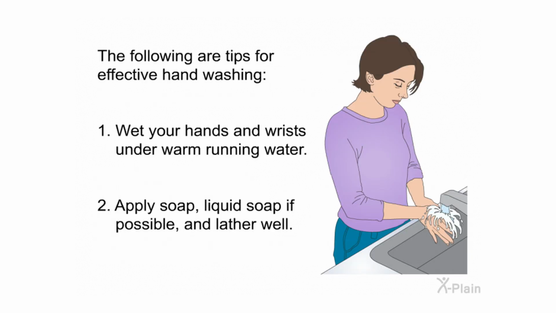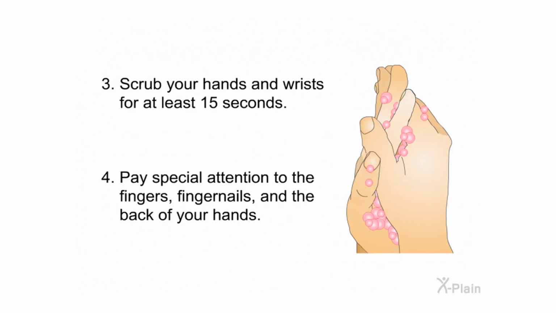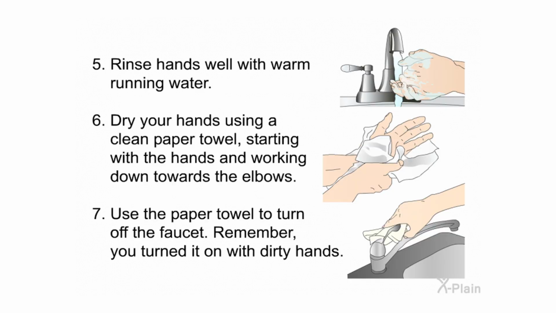The following are tips for effective hand washing. 1. Wet your hands and wrists under warm running water. 2. Apply soap, liquid soap if possible, and lather well. 3. Scrub your hands and wrists for at least 15 seconds. 4. Pay special attention to the fingers, fingernails, and the back of your hands. 5. Rinse hands well with warm running water. 6. Dry your hands using a clean paper towel, starting with the hands and working down towards the elbows. 7. Use the paper towel to turn off the faucet. Remember, you turned it on with dirty hands.